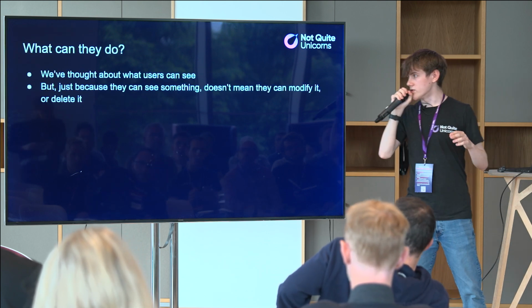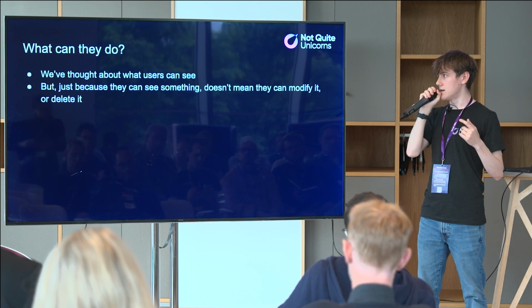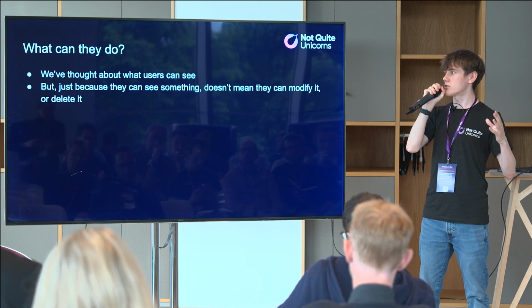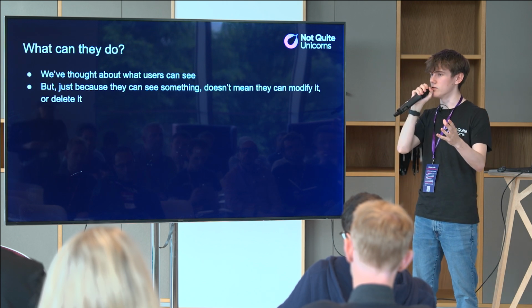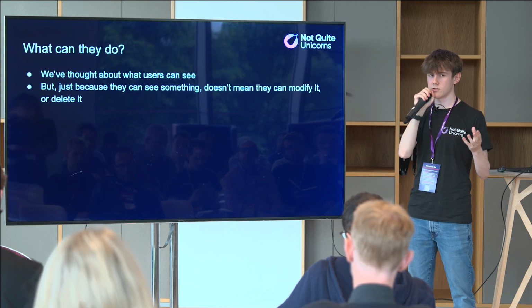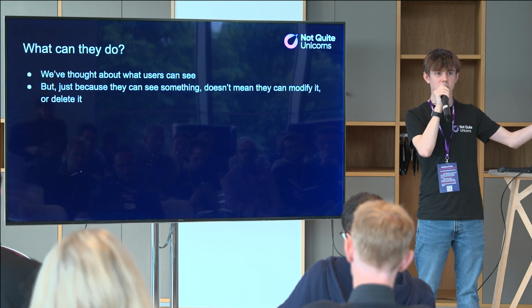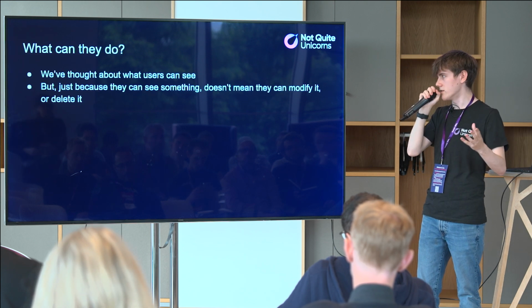So we thought a bit about what users can see in terms of data and API keys, but we also need to restrict what they can do, because just because I can see something, just because I can see a database row, doesn't mean that I should be able to interact with it. I might be able to see my team's tasks, for example, but I shouldn't be able to edit someone else's tasks.